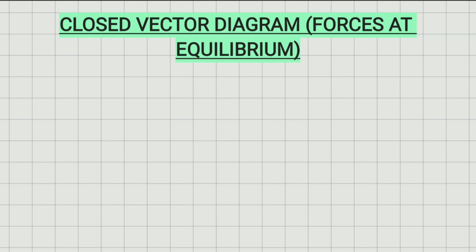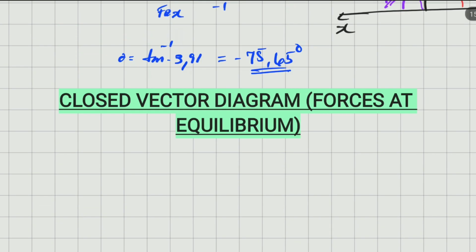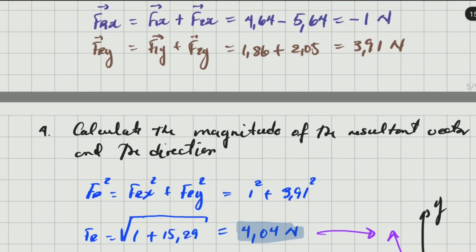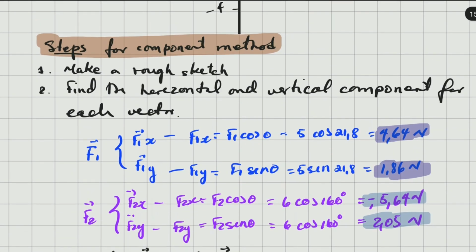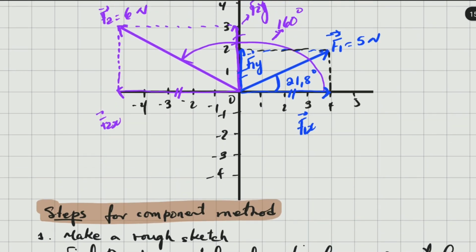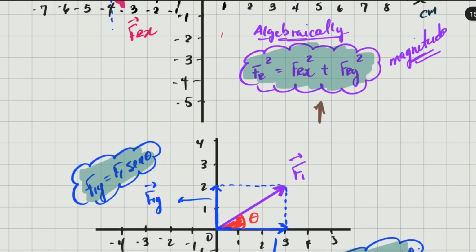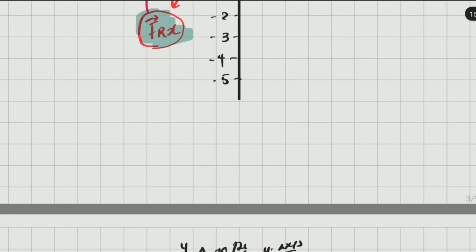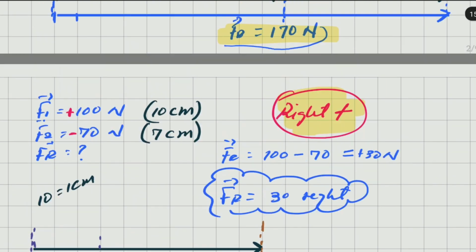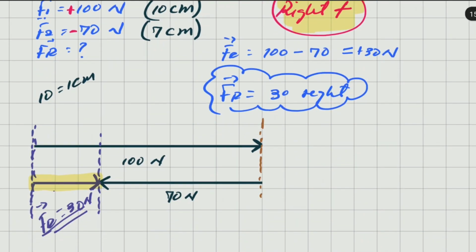All right, first of all, we're going to be talking about a closed vector diagram when the forces are at equilibrium. Previously we learned about how to add vectors that are not at equilibrium. It means there are more than one force acting on an object. We're going to solve a question using that, and here you can see all the notes, all the lessons we've been doing related to vectors.